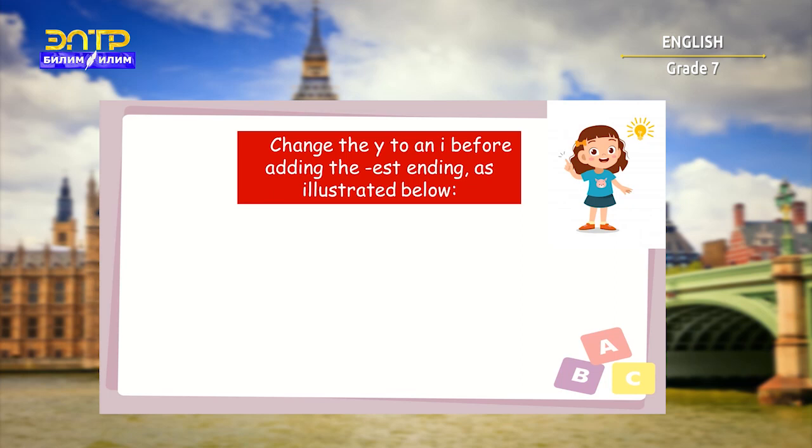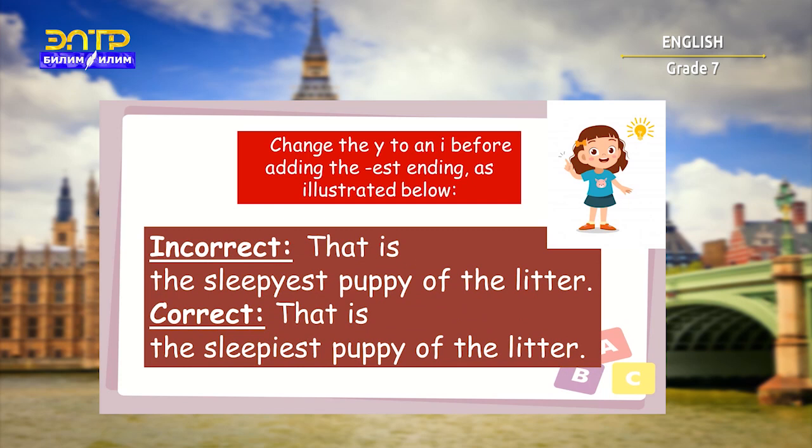Remember that adjectives ending in y change their spelling when est is added. To form the superlative, change the y to an i before adding the est ending, as illustrated below. The incorrect one: that is the sleepyest puppy of the litter. And here is the correct one: that is the sleepiest puppy of the litter.